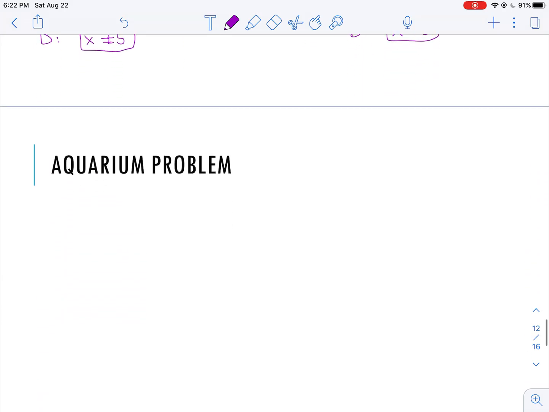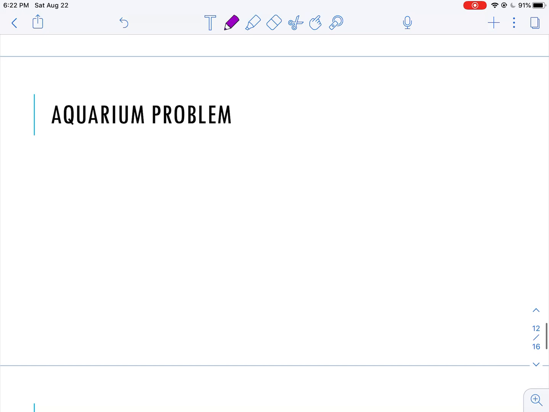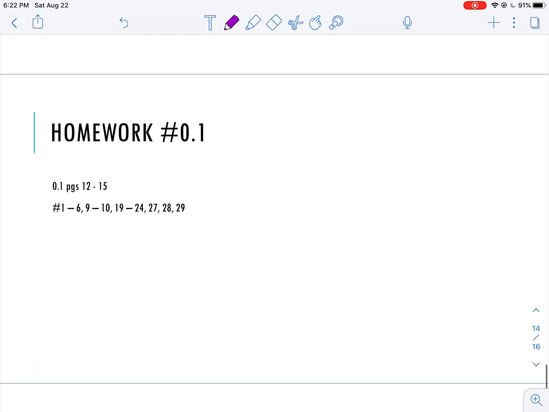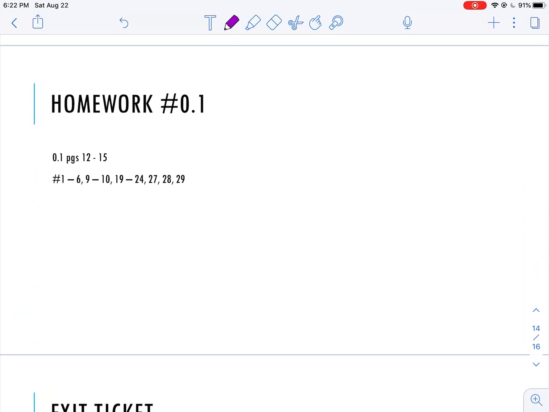I think today we'll probably work on the Aquaria problem or do a Socrative or Desmos activity. Your homework is from the book tonight, and I also want you to do the second page of the functions worksheet that we just completed.